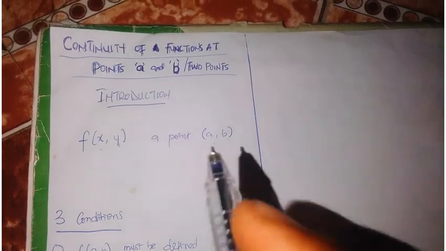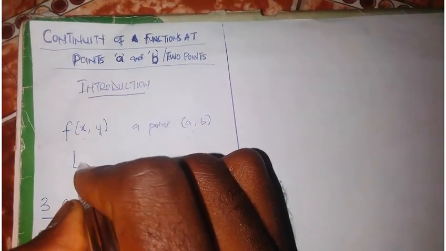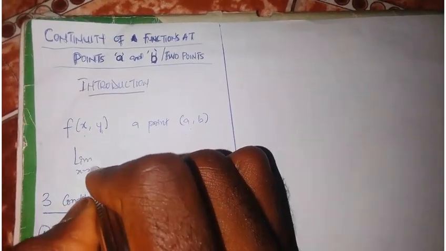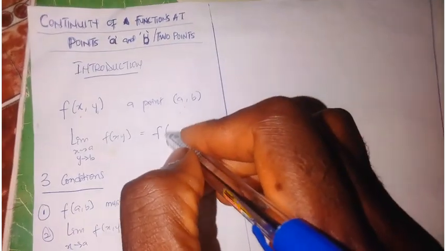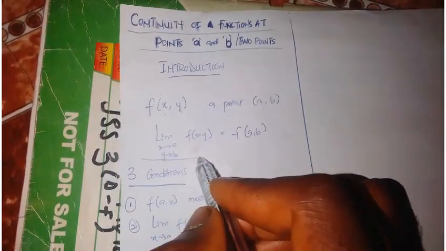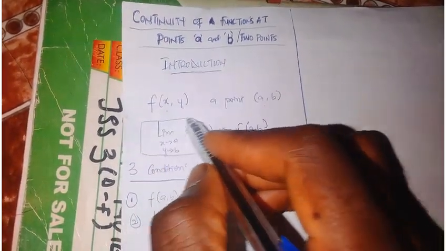It means that continuity defined here is: the limit as x tends to a and y tends to b of f of x, y equals f of a, b. And this is the definition of continuity for this case.